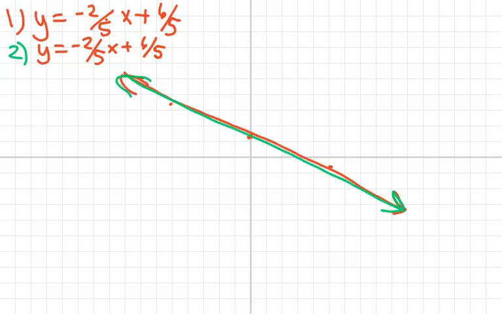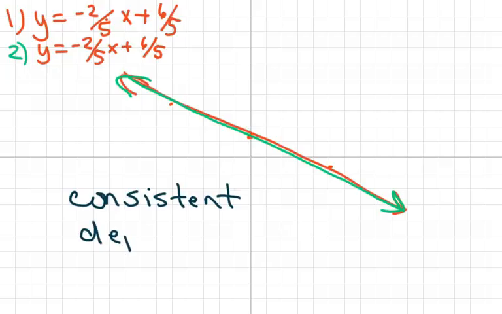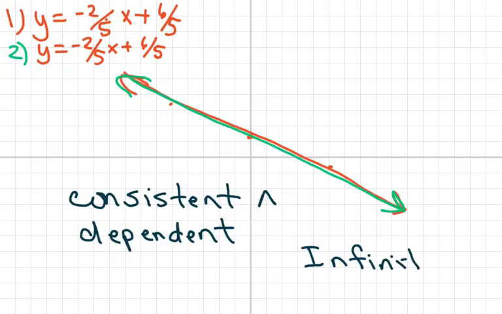So basically, we call this consistent and dependent. And it's infinite solutions because they coincide with one another.